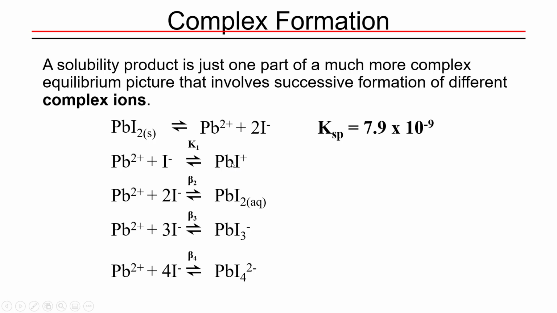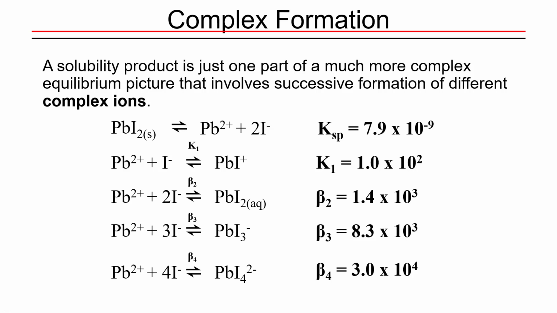And each of these reactions is described by its own equilibrium constant. We use the K sub F notation in the case of the formation of PbI+, but because of how these reactions are written, we use beta value notation for the equilibrium constants for the last three reactions here, where the K value for the PbI+ formation is 1.0 times 10 to the second. The beta value for PbI2 aqueous formation is 1.4 times 10 to the third. For PbI3-, we just revealed the beta value as 8.3 times 10 to the third. And for PbI4 2-, the beta value is 3.0 times 10 to the fourth.